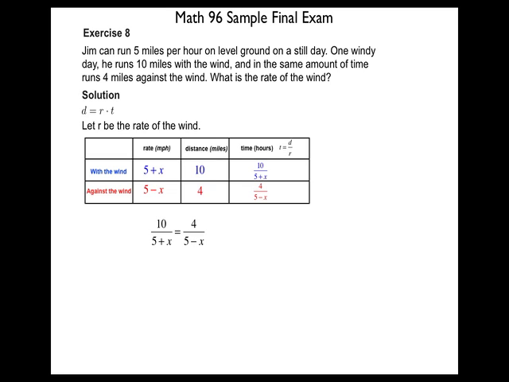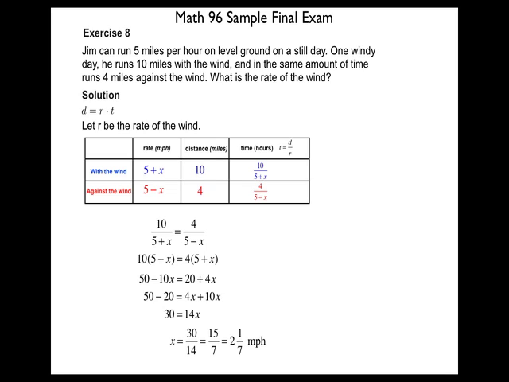So in the word problem, it said he could run 10 miles with the wind in the same amount of time he could run 4 miles against the wind. So we're going to set those times equal and we get this equation. Cross multiplying, we get this equation. And solving this now linear equation for x, we get x is 30 over 14.